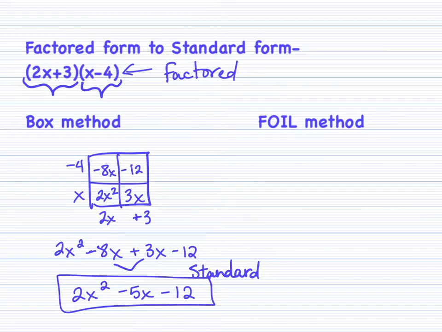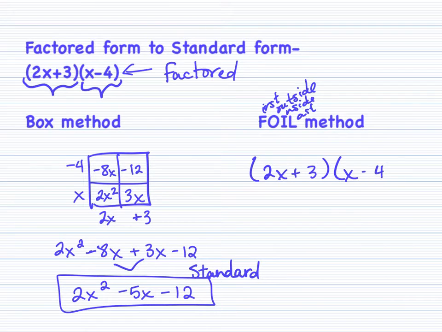FOIL method is first, outside, inside, and last. That's what those letters stand for. Except I wrote the O twice. Don't worry about it. So 2x plus 3 times x minus 4. Mathematically, this is the exact same thing as the box method. It's just a different way of looking at it.